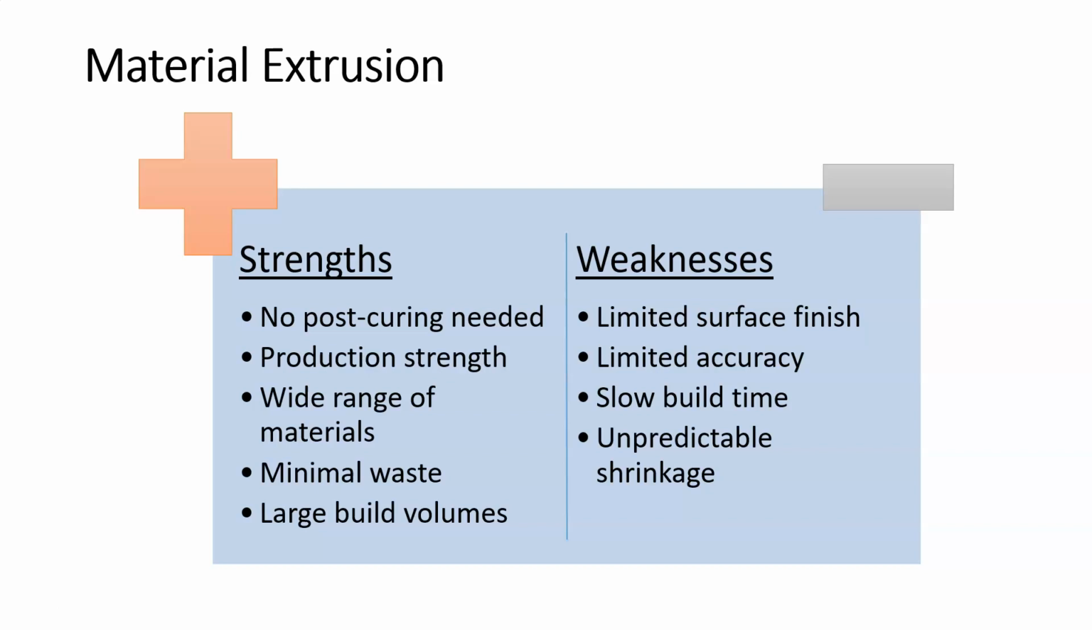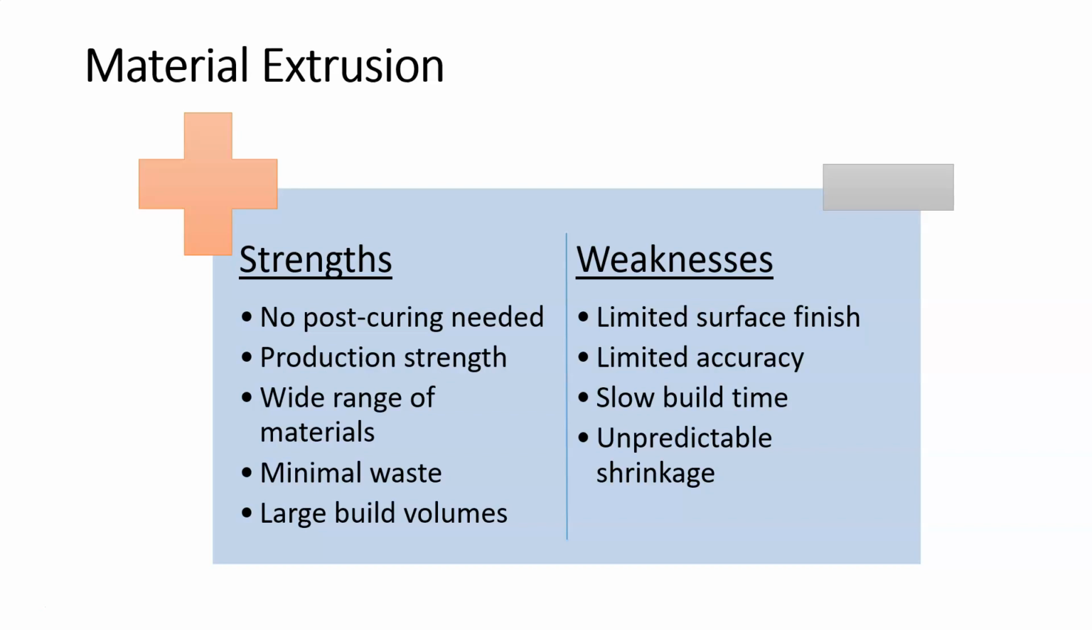Some of the weaknesses in this: first and foremost, the surface finish is not very great. If you've ever held a 3D print done with a material extrusion process, you'll notice that you can see the layers. Oftentimes you can run your finger over it and feel the layers with your fingernail, or just with your finger in general. So the surface finish is not very good. Surface finish on the top and bottom is generally going to be better than on the sides, which is where you have the layering. But even on the top and bottom, it's not really that good.